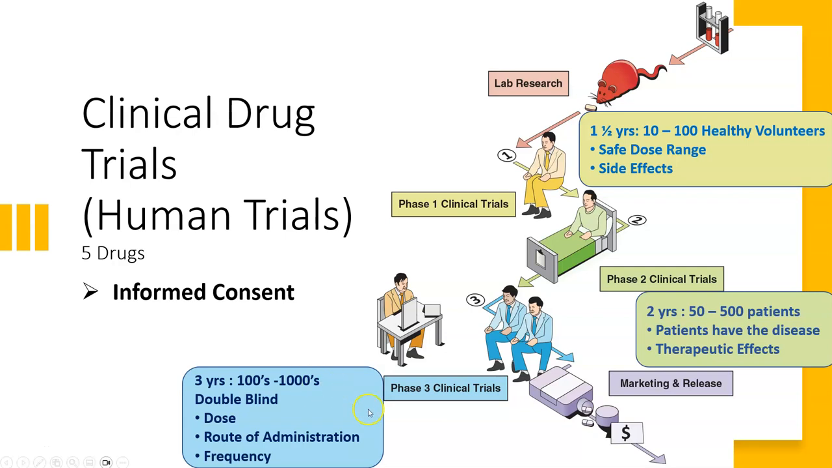Now, the last phase is not part of the clinical trial, but it is sometimes considered the 4th phase. That's marketing and release. We also refer to that as post-marketing surveillance. So 6 years, 7 years in patients might not be enough time to know long-term effects for a drug. So it may take 15 or 20 years before we really see some of these long-term effects. So post-marketing surveillance is going to help us determine that.